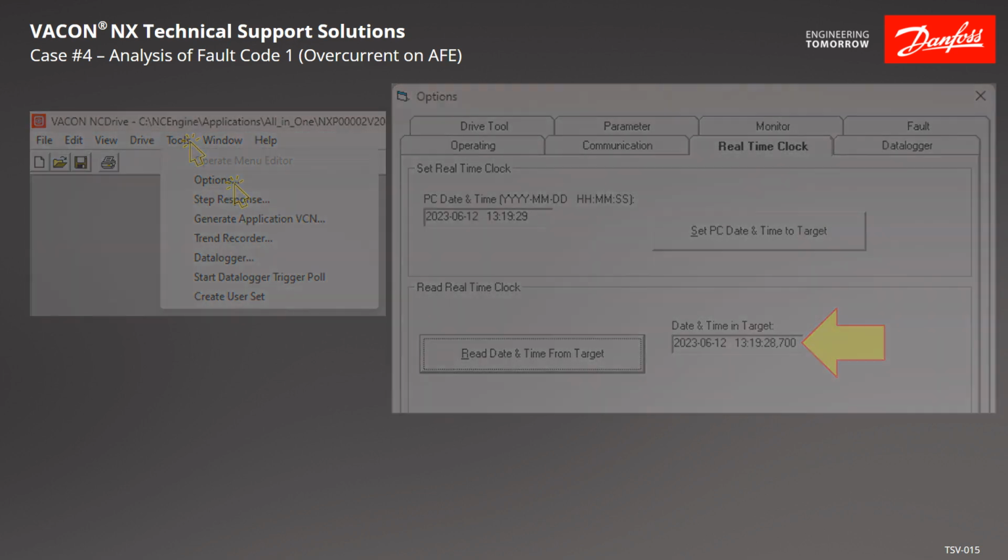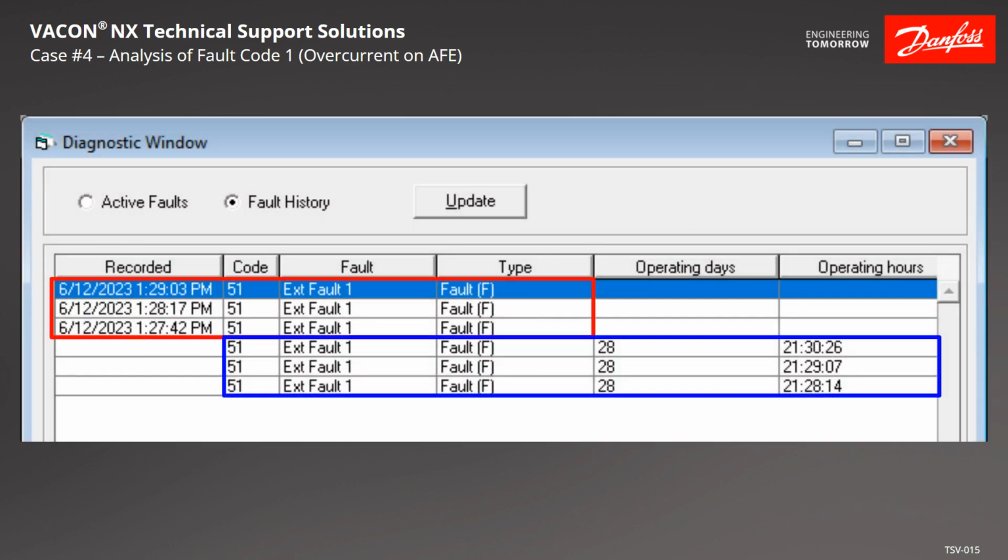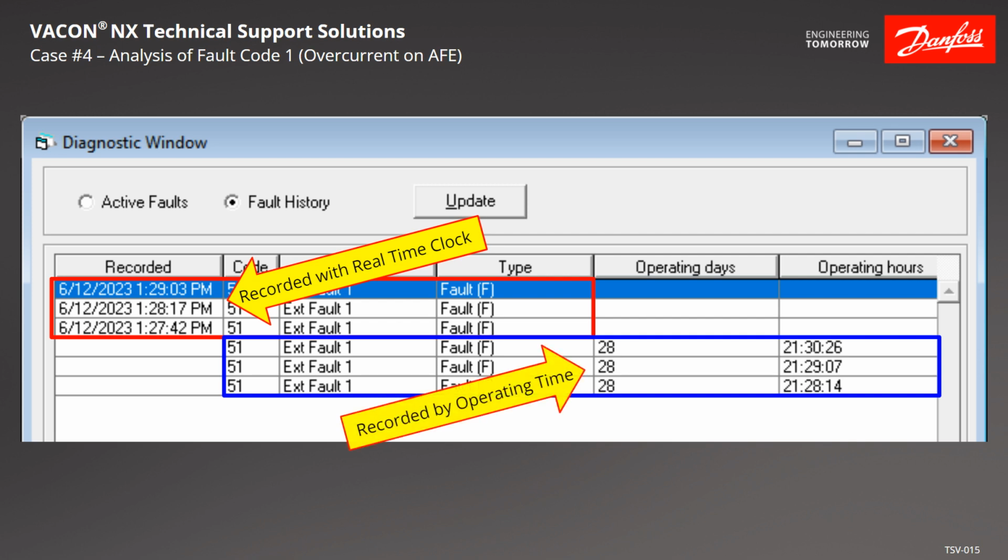In this example fault history log, we can see that the top 3 faults have a date and time listed for when they occurred, and the bottom 3 faults show only the operating days and hours. Note that the NX series drives do not contain a battery backup to retain the time and date information. In order to retain the correct time and date, the control unit must be continuously powered with 24 volts DC when mains power has been removed from the drive.